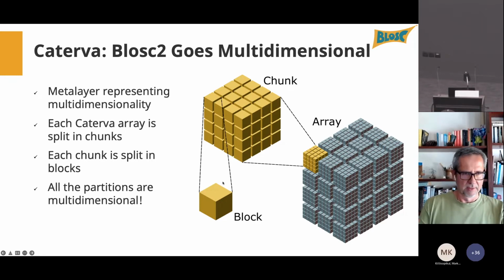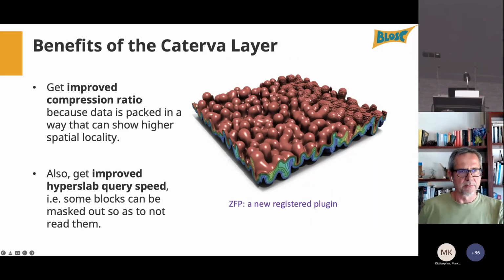We are going to get there. So the benefits of this Caterva layer is that we can get improved compression ratio because data is packed in a way that can show higher spatial locality. That could benefit, for example, ZFP, which is a codec that has been registered recently inside of Blosc2. And also, by using the Caterva layer, we get improved hyperslab query speed, because only the blocks that are interesting for the user can be read and not the others.